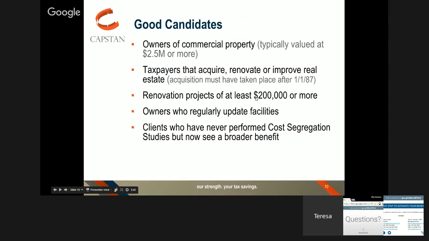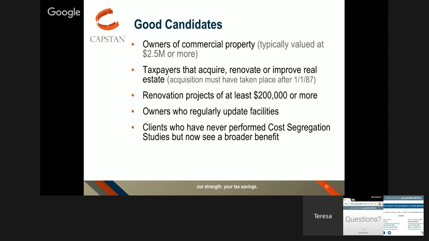So let's talk for a minute about good candidates. Anyone that basically owns commercial property for whatever reason would be a good candidate for a cost segregation study. Most of the ones that cross my desk are usually valued at least $2.5 million. But there are times, I've looked at a few this week that were hovering between 1 million and 1.8 million, and maybe they own a couple properties that are fairly close together, and it makes sense. So it's really a matter of how much specialty equipment is in those buildings, because the more there is, the lower the basis can be to get that value.